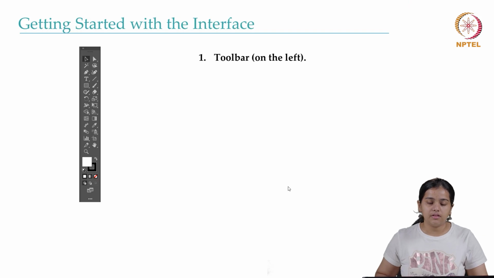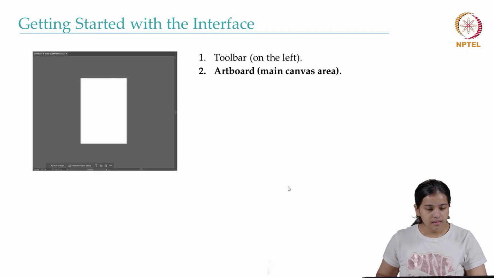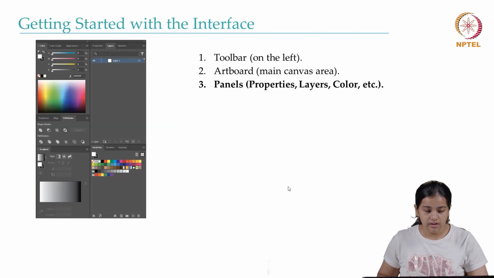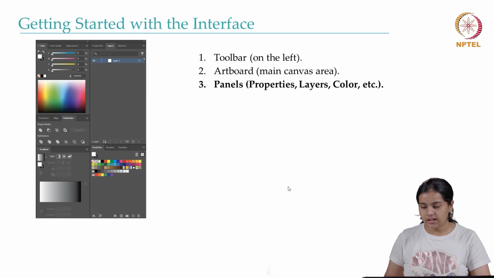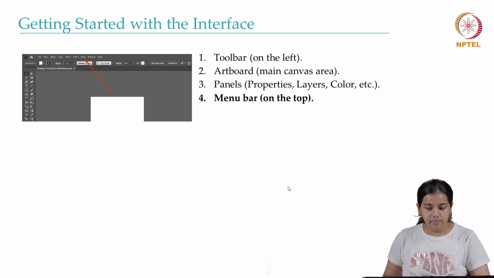So, getting started with the interface. We have the toolbar. On the left side of the interface, we have all the tools in this panel. The artboard is the main canvas area where we design. In the panels, we have properties, layers, colors, and all the tools needed by designers. In the menu bar, we have all the options like file, edit, object, where we use all the necessary tools.